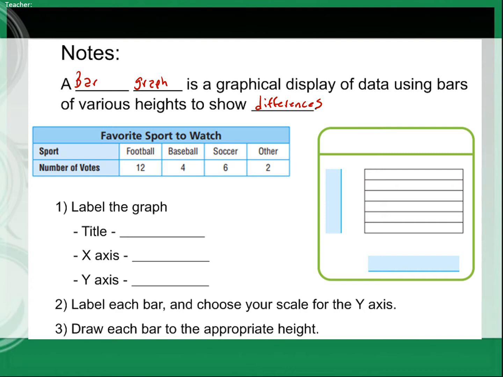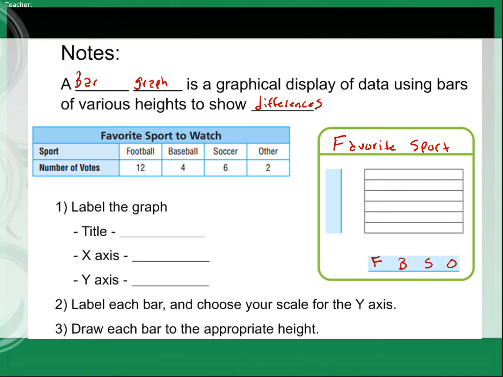And this is just like yesterday. The first thing we always do is label our graph. So here is favorite sport, and the favorite sport is a favorite sport to watch, right? So the events this time, the events always go across the bottom, all right? So here we have football, we have baseball, we have soccer, and we have other, okay?